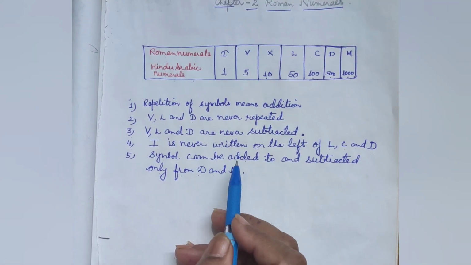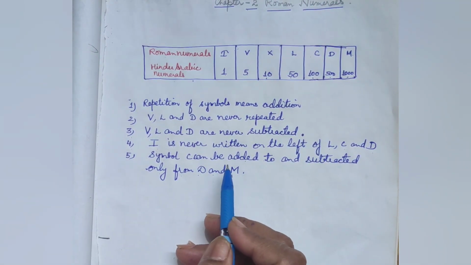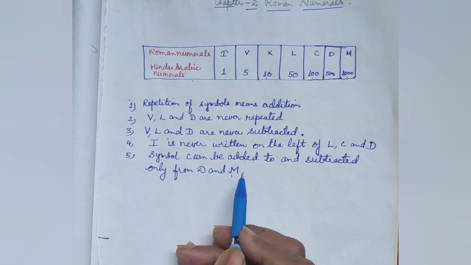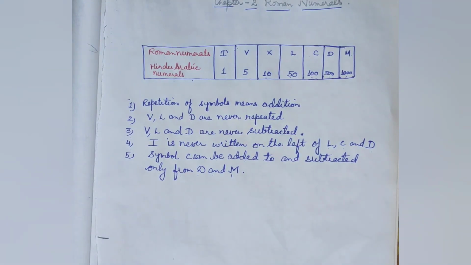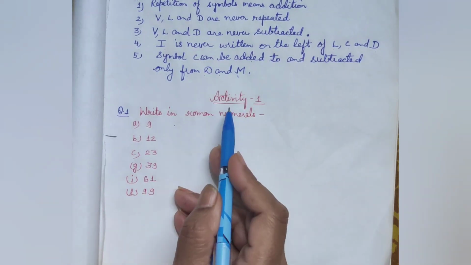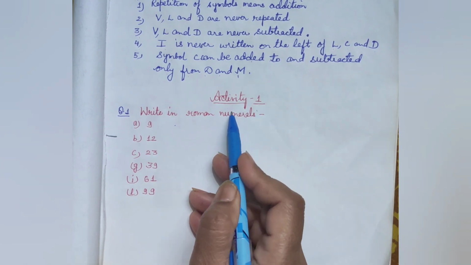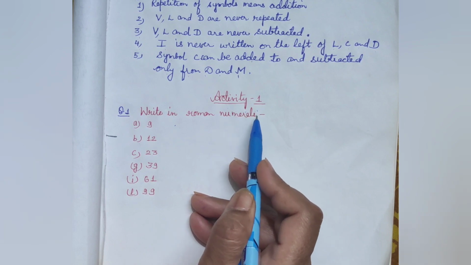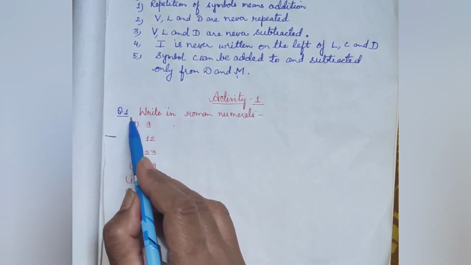Students, if you didn't understand these rules, then watch my yesterday's video. There I explain these rules in detail. Now I will start activity 1. This activity is in your book. Question number 1.